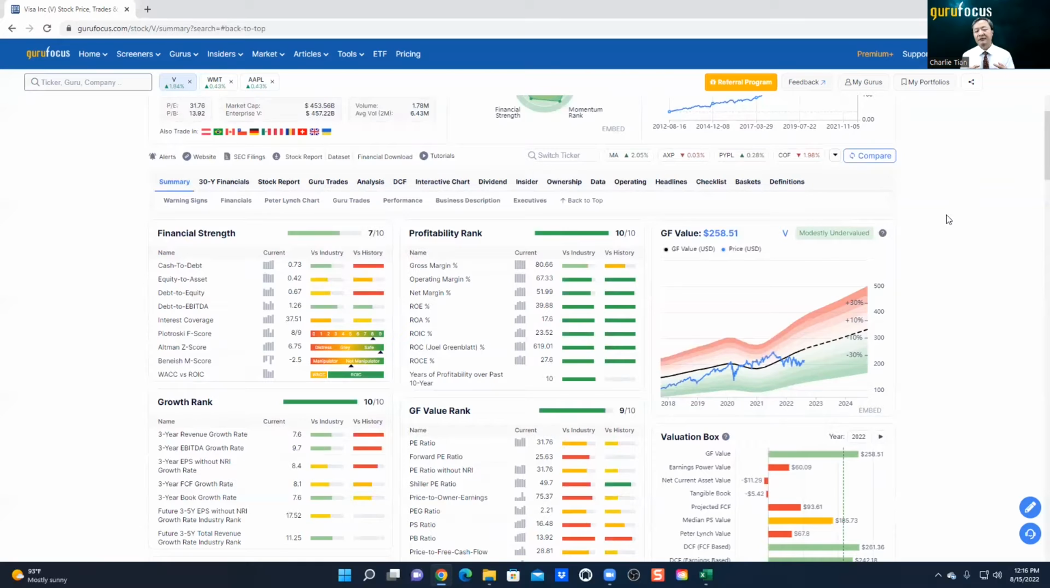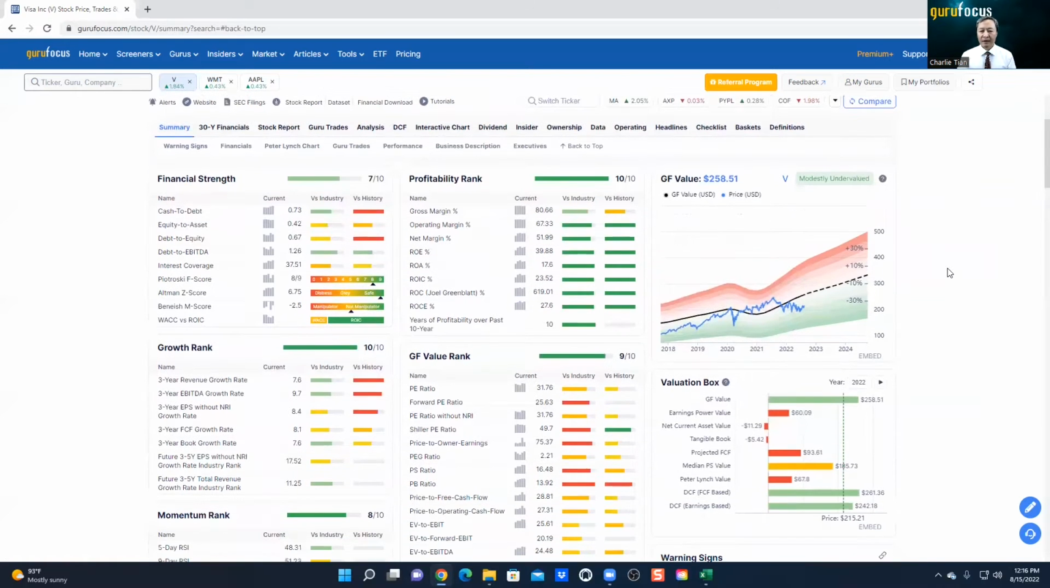The GF Value is determined from several factors. One is the historical valuation of the company's stock. The second most important one is the future growth of the company. So we combine those two factors together and it gives the company a valuation rank, what we call GF Value.